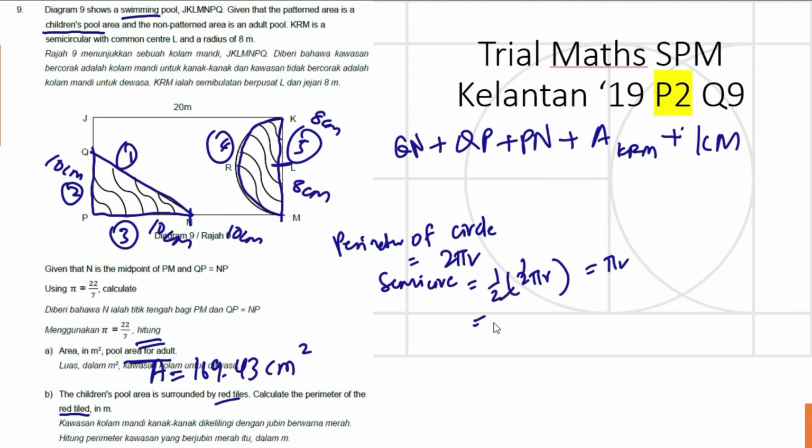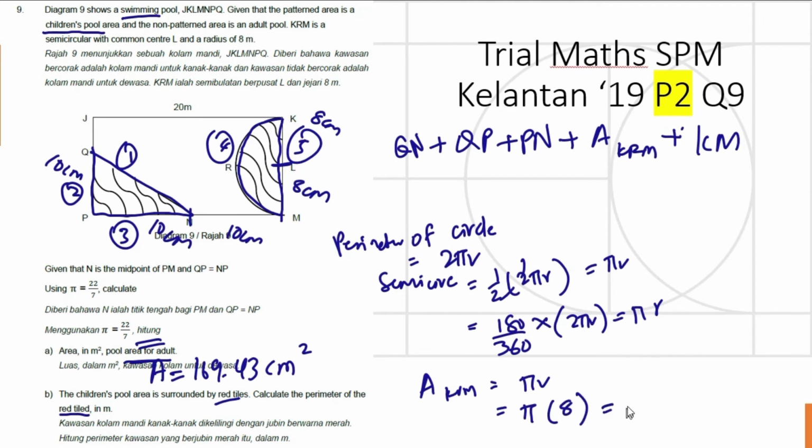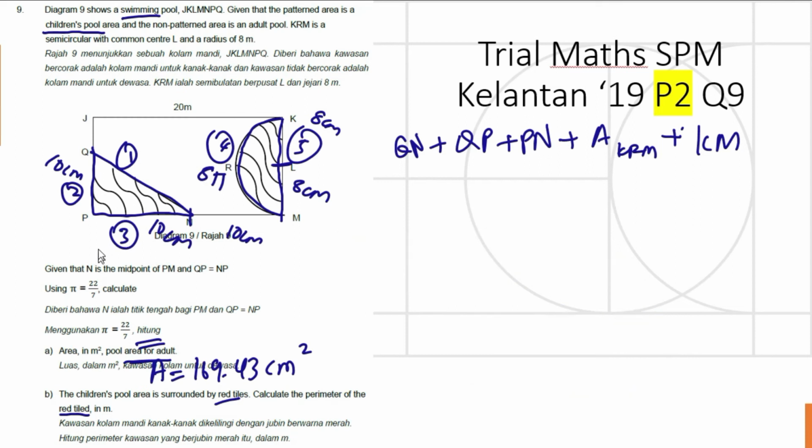Or if we get it by angle, 180 over 360 times 2 pi r, which is also pi r. So arc KRM is equal to pi r. The radius of KRM is 8, which is 8 pi. So we haven't got one yet.